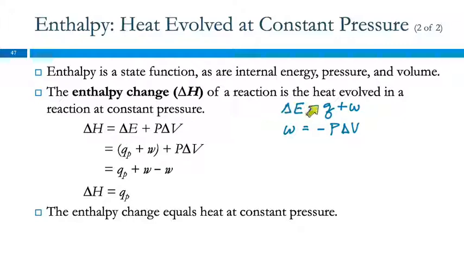So for delta E, we're subbing in Q plus W right there. And then for P delta V, we could multiply this by negative 1. P delta V is equal to negative W. And so then this simplifies to the change in enthalpy is the heat exchanged at constant pressure. You do not need to be able to derive that equation, but I think it's helpful to see that.